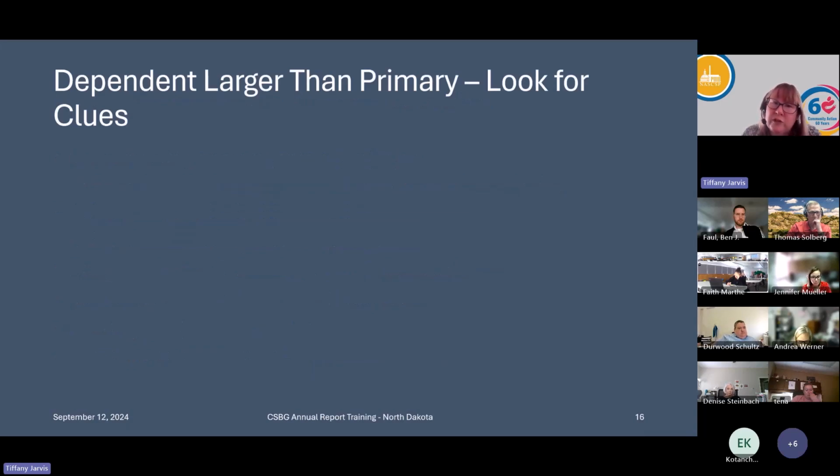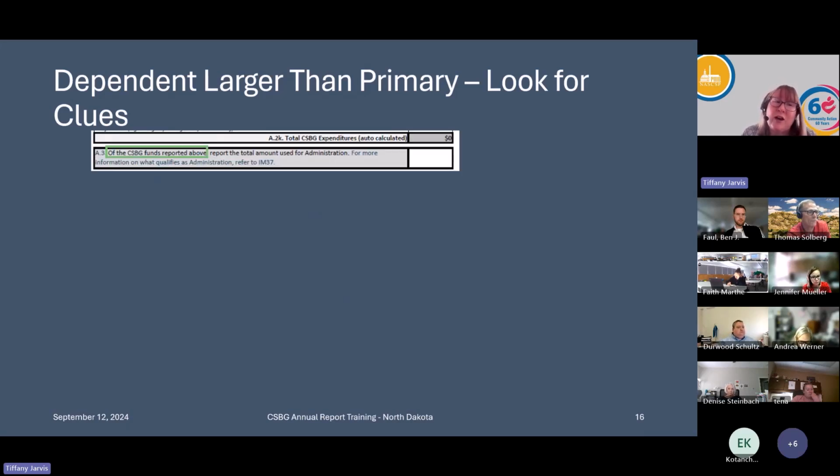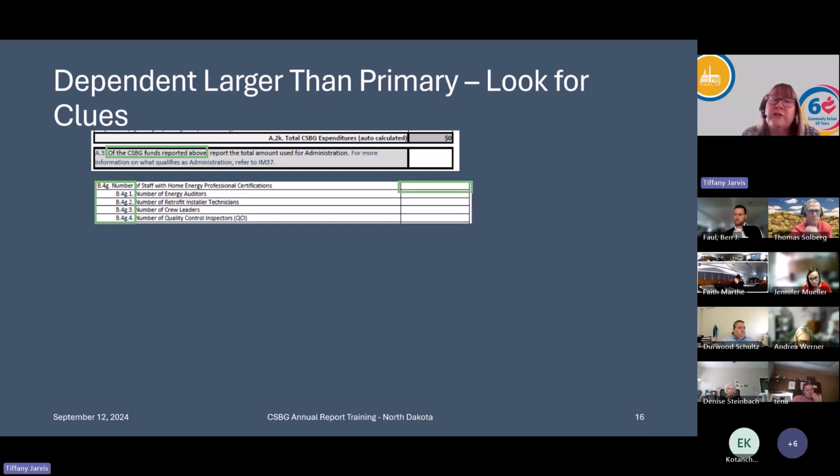So just a little bit more. When we're talking about dependent larger than the primary, there's a couple of cues that you can look for. I've given you some examples of the CSBG funds reported above. So use that language of the. Usually that implies that it is a child indicator or child data point. Here's another example of an indentation where you see B4G is to the left, and then the 4 little subs under it are further to the right. That's a visual cue saying that this is a parent with 4 children.